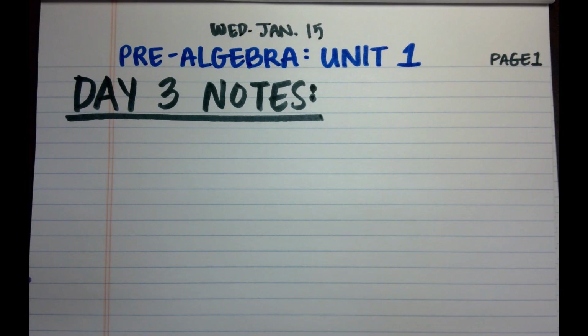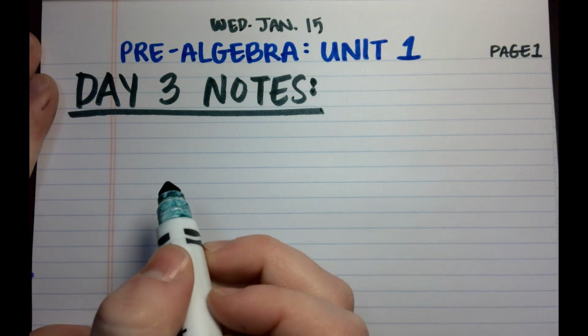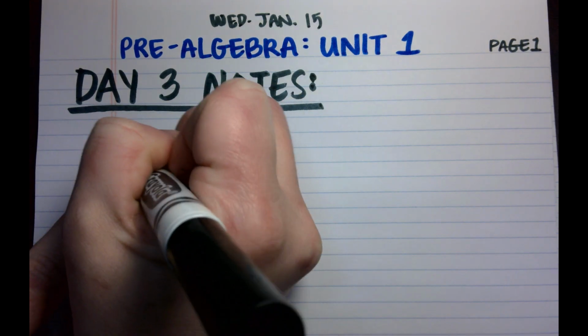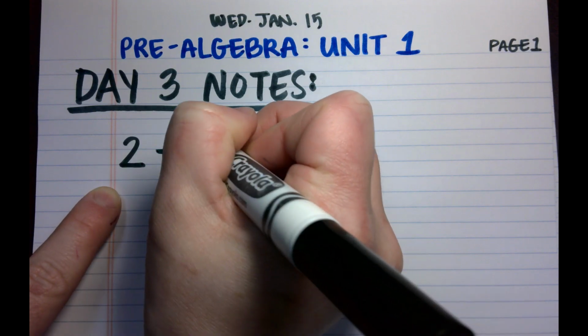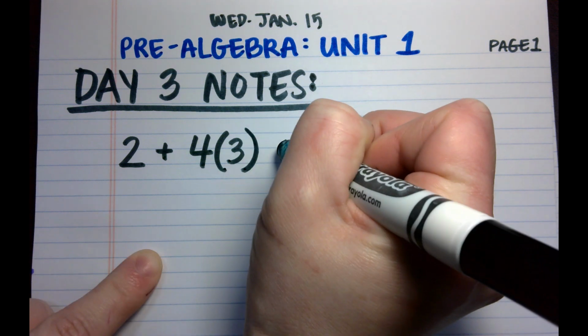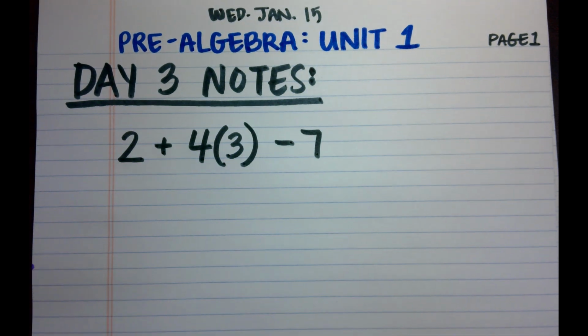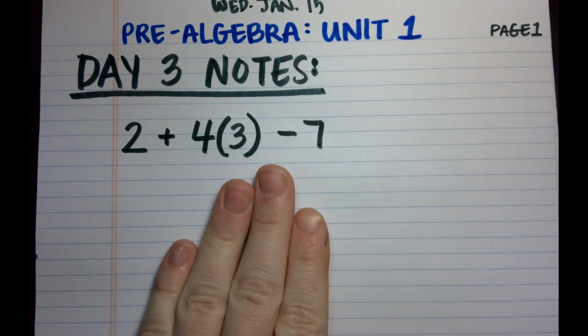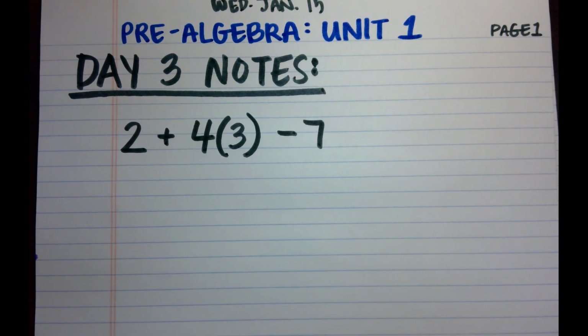Let's look at a problem like this. What if I have 2 plus 4 times 3 minus 7? I'm not asking you to solve this right now. I'm just going to have you write it down. And we're going to talk about a super important concept that will come into play later. So you don't need to solve it yet.